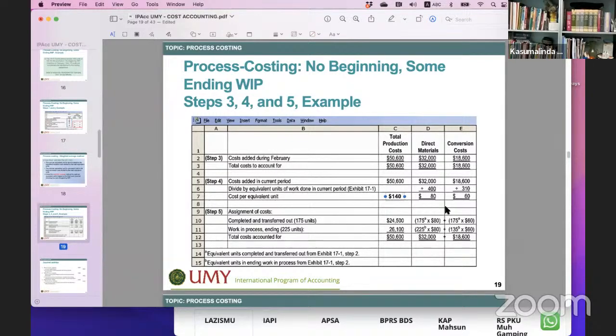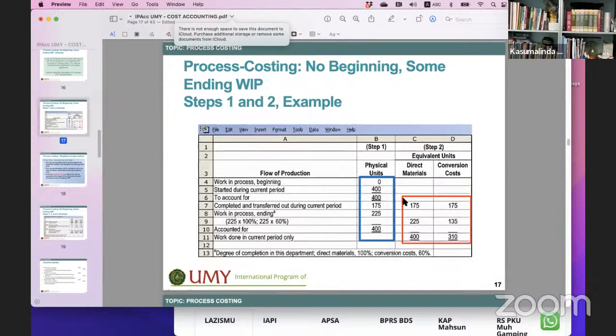Once we have this, we haven't finished yet. The last step is to assign cost to the two groups of units: the completed and transferred out units, and the ending work in process units. Where do we get these, 175 and 225, from? From the previous table where we analyzed units just now.